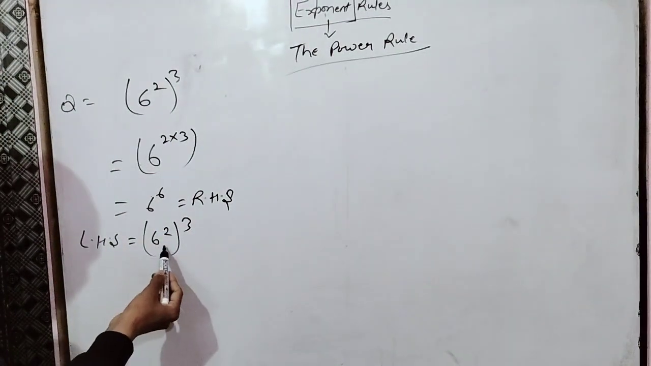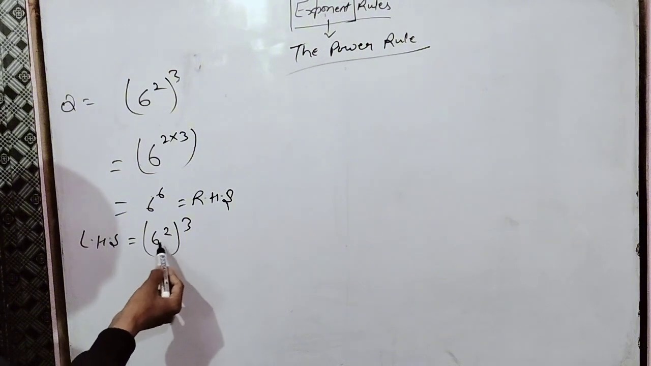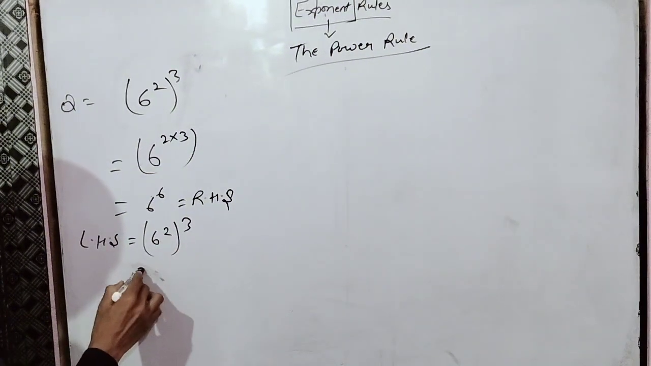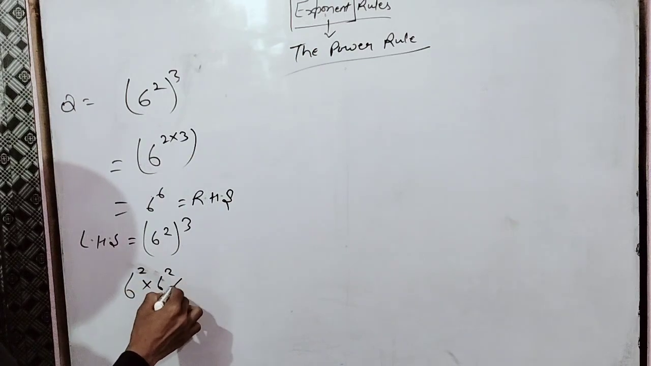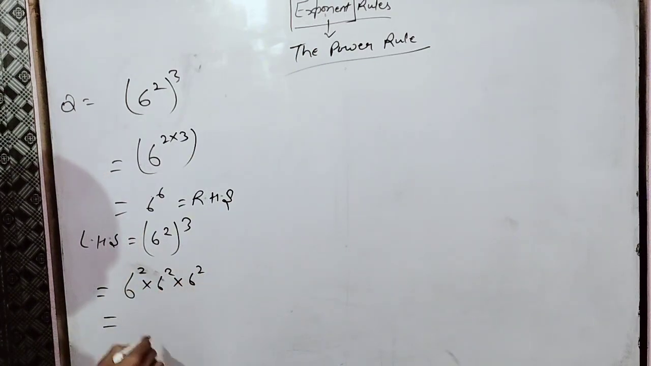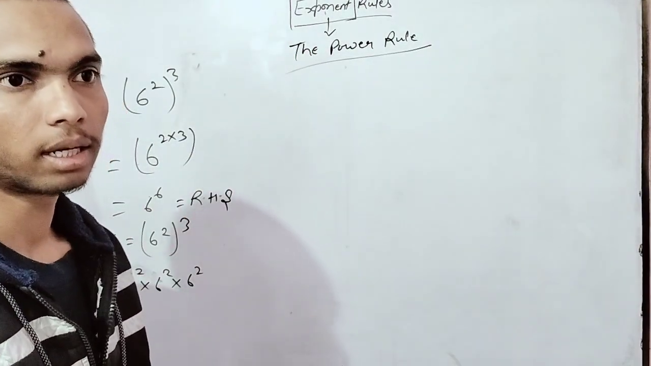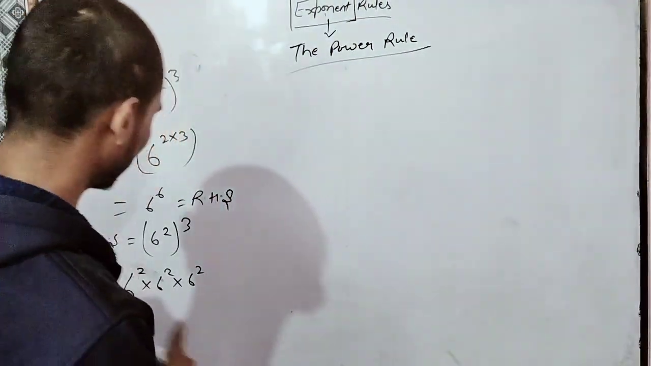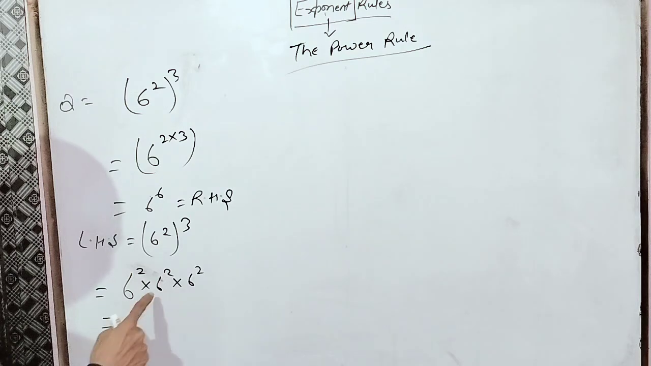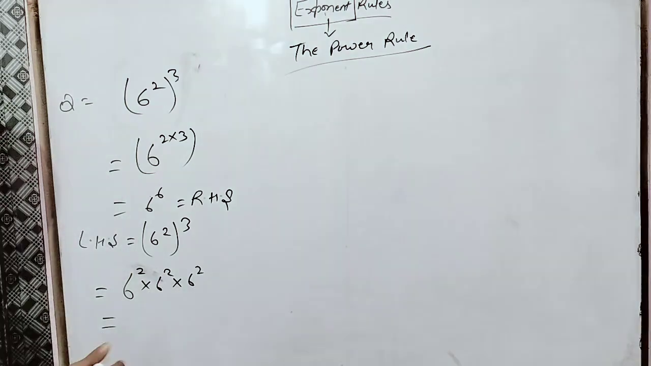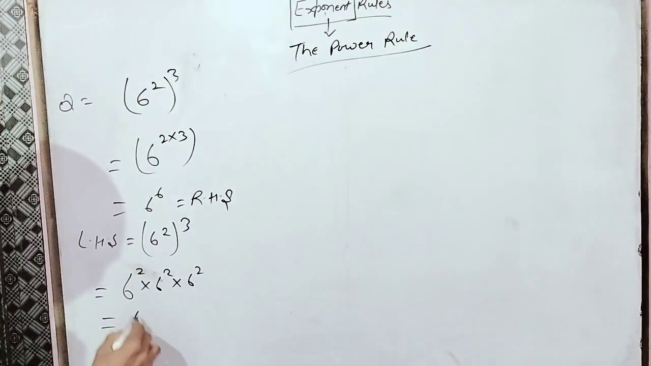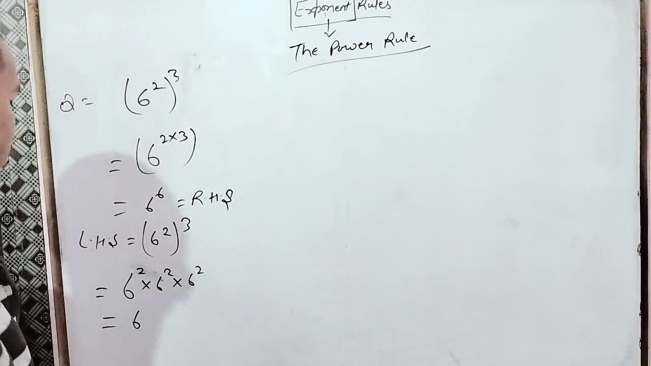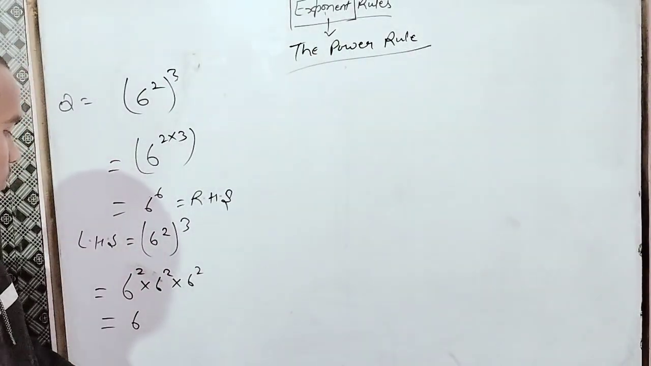It is saying that inside the bracket, how much time? 3 times. How much time? 3 times. Now we can apply the product rule because we have a product with the exponent. Whatever we have, the base is the same, that's why the bases are the same.